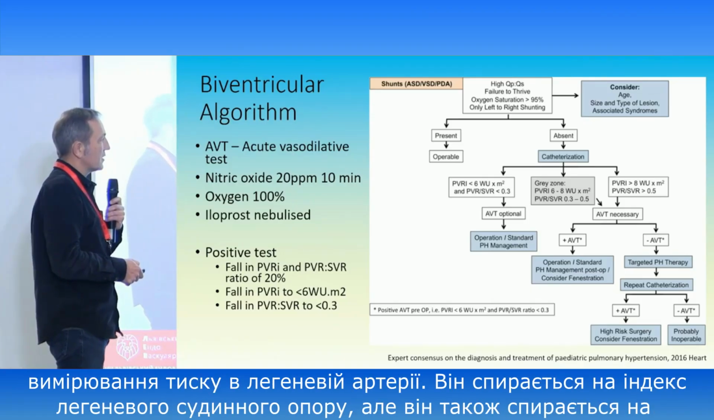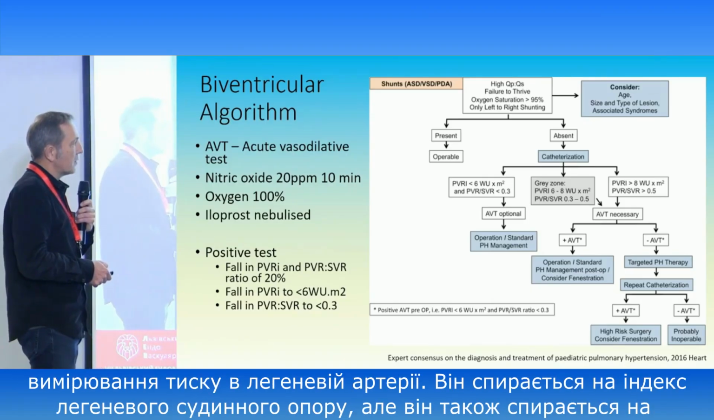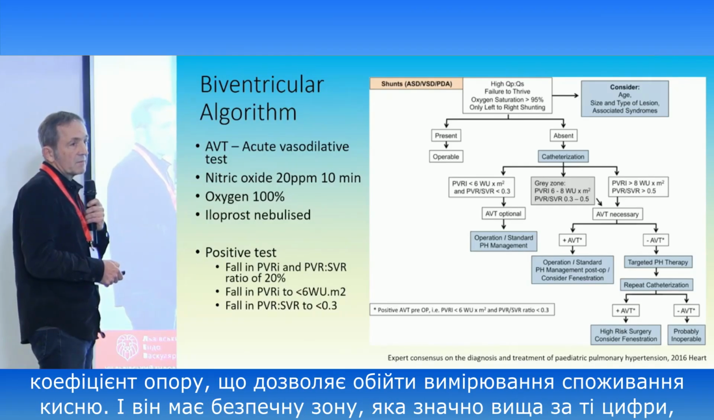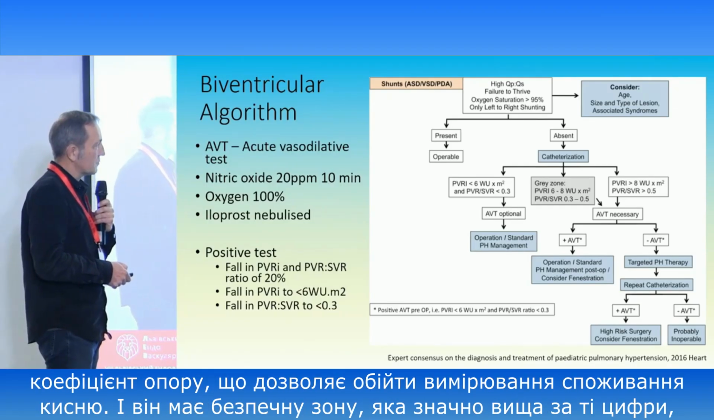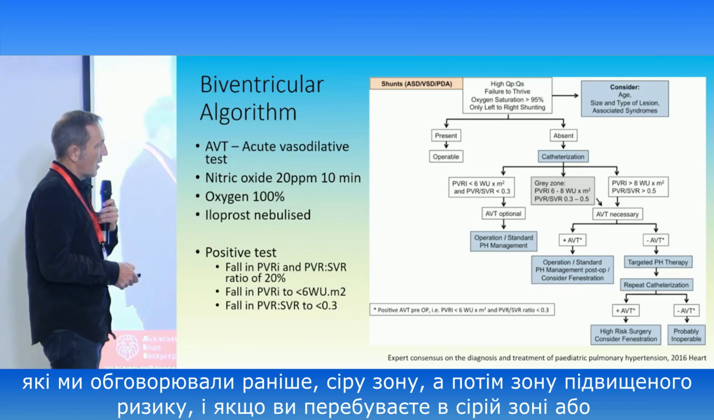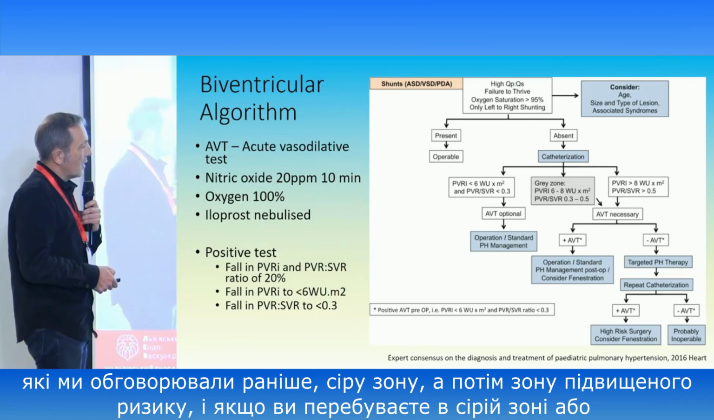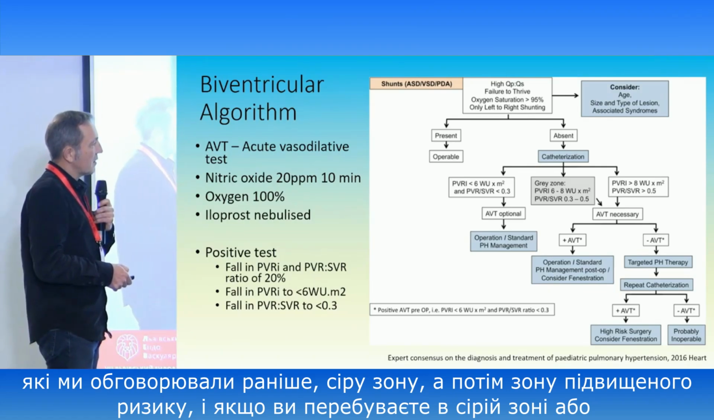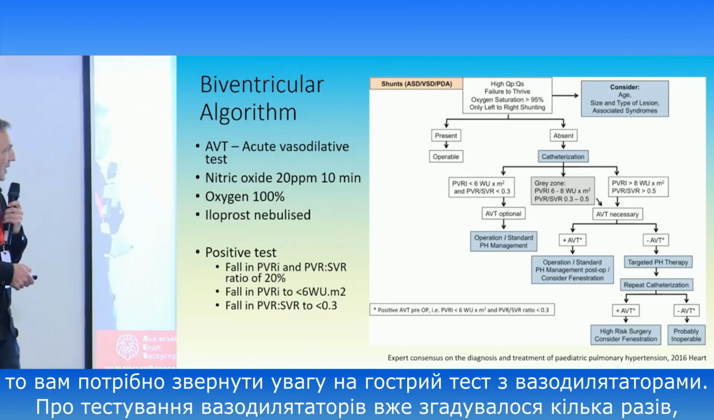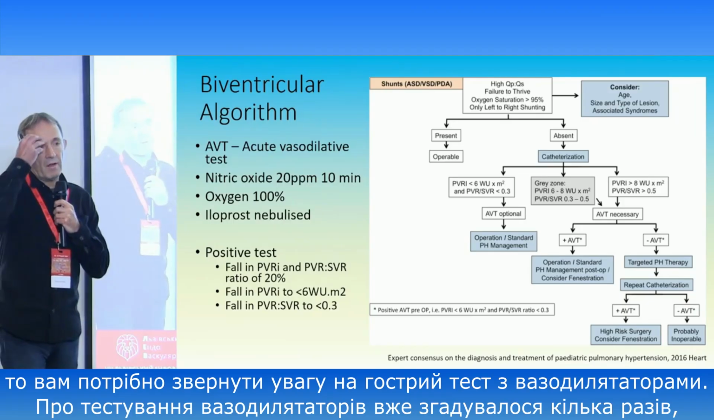It goes with the index pulmonary vascular resistance, but it also goes with the resistance ratio, which takes out the need for measuring oxygen consumption. And it has a safe zone, which is much higher than we talked about earlier, a grey zone, and then a high zone. And if you're in the grey zone or high zone, then you need to look at acute vasodilator testing.